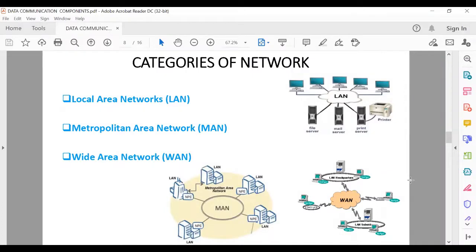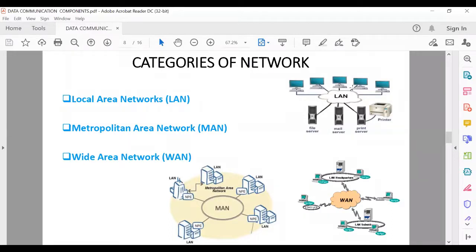One category is LAN, that is, local area networks. Another is the metropolitan area network. Another is the wide area network, or WAN. So what is LAN? LAN is a group of computers, as you can see in this figure, connected in a small area such as a building, home, etc. Through this type of network, users can easily communicate with each other by sending and receiving messages.